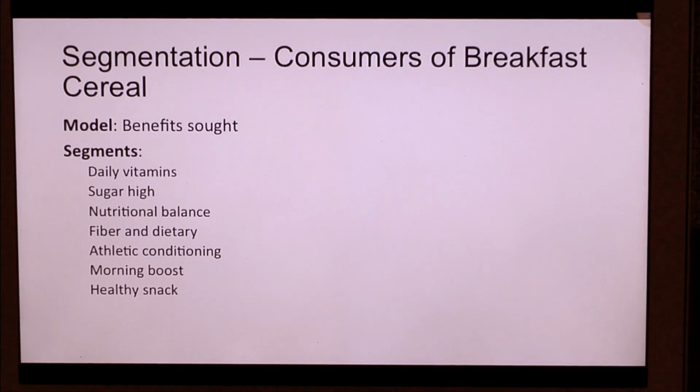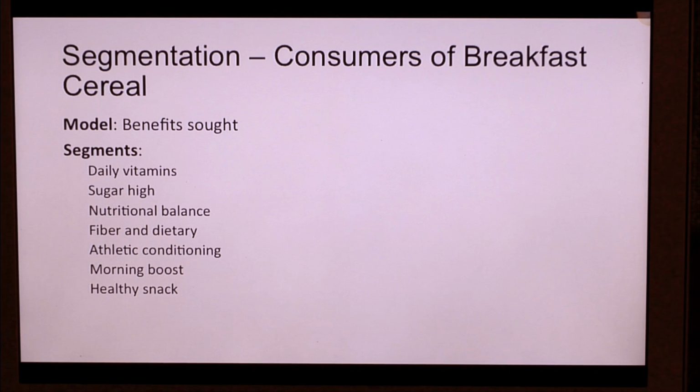So you're using age segmentation here. Why not benefit sought? Absolutely. For breakfast cereal, that could be another really legitimate model for segmentation. So I have a second one here, benefit sought, and in this case I have daily vitamins, sugar high, nutritional balance, fiber, and dietary, athletic conditioning, morning boost, healthy snack. Those are all different benefits somebody might get out of a breakfast cereal.